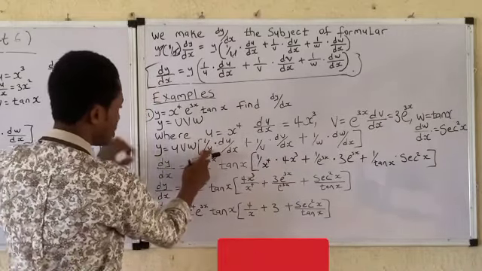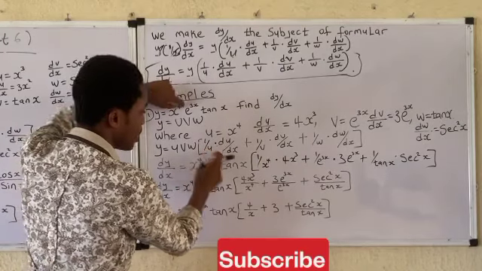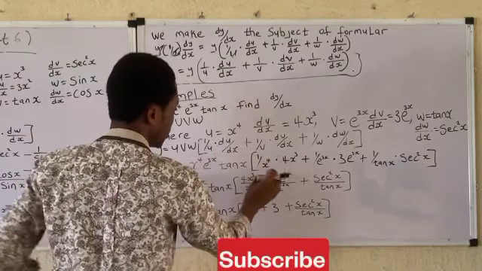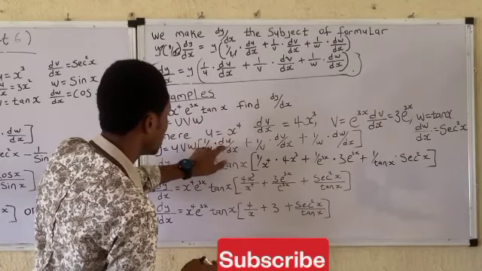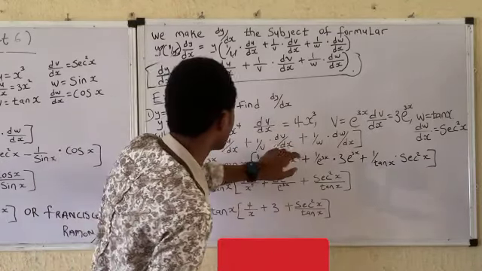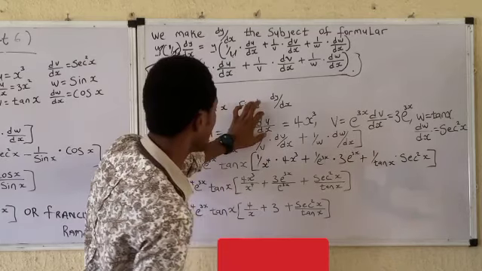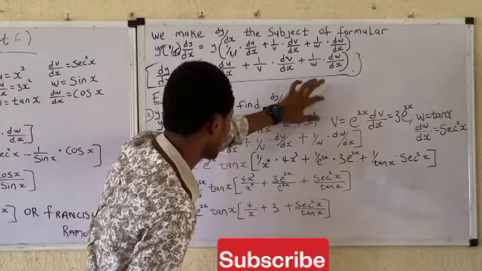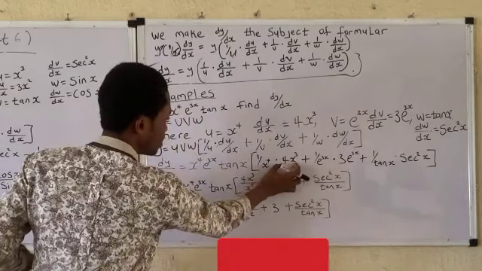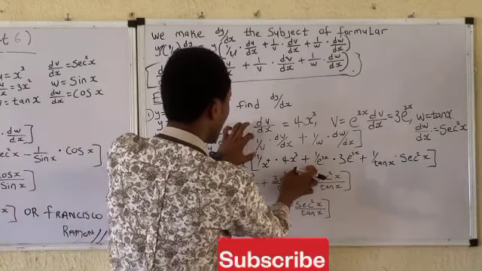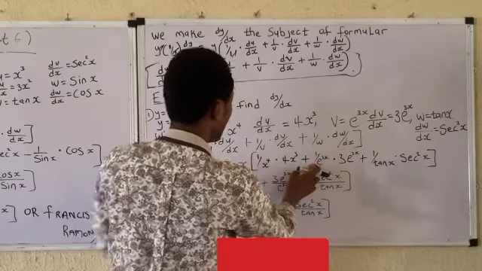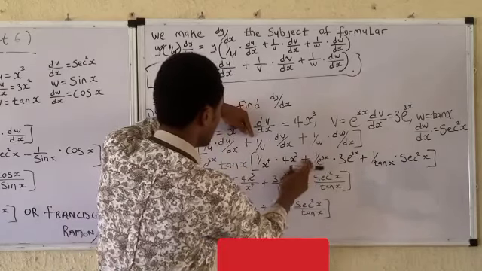Our u here is x to the fourth power, x to the power of 4, times the differential form of u, du dx. Our du dx is 4x to the power of 3. You see? Plus, going to our v now, our v is 1 all over v.